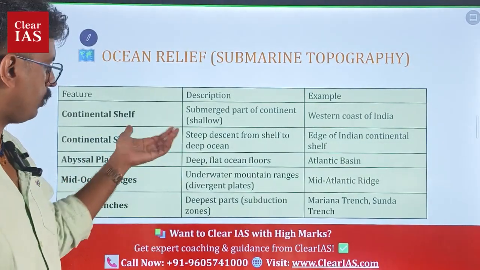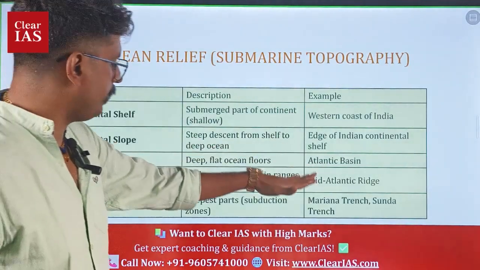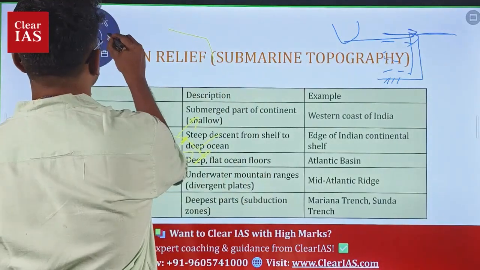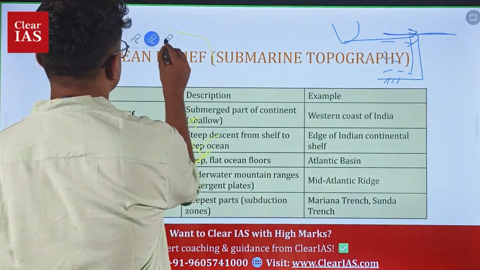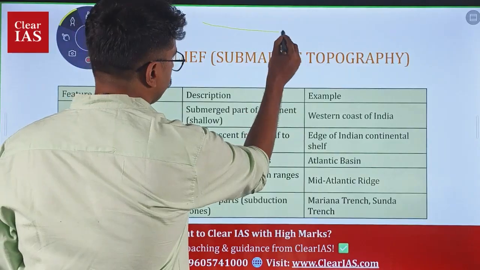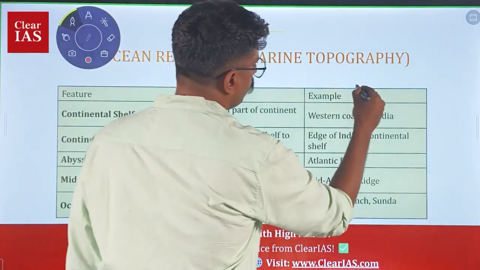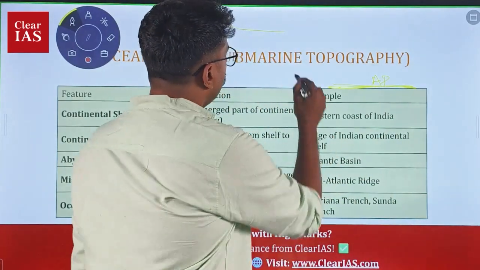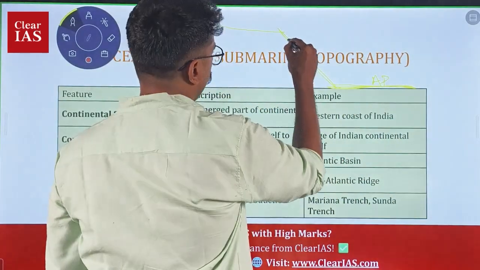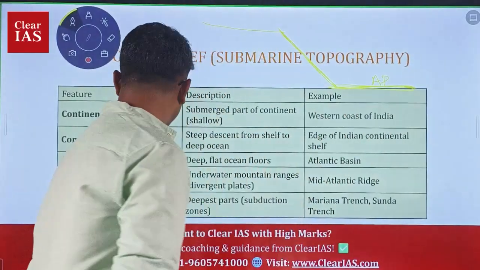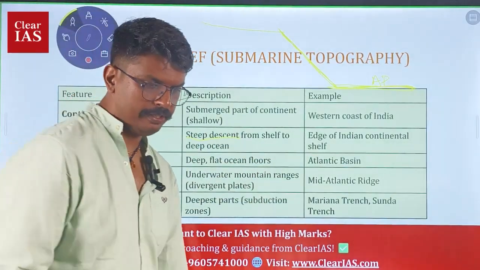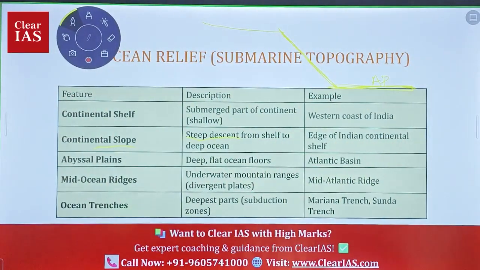Write down continental slope. Steep descent from the shelf. So, what is continental slope? Just a second, guys. Have your eyes here. So, continental shelf, less steep. This is the ocean floor, the original ocean floor. We call it abyssal plain or the ocean floor. So the area connecting the continental shelf and the basin is called the continental slope. So write down the steep descent from the shelf to deep ocean.